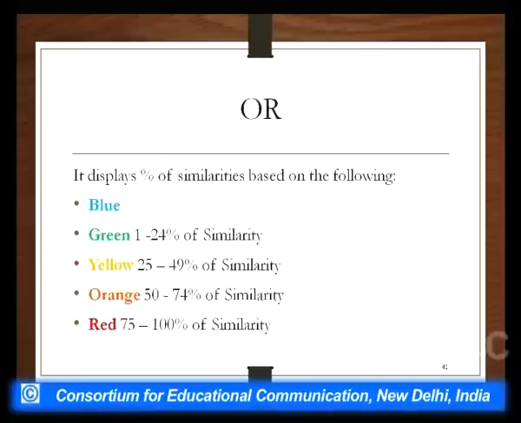Blue means nothing has been copied. Green means 1 to 24% of similarity. Yellow is 25 to 49% of similarity. Orange is 50 to 74% of similarity, and red is 75 to 100% of similarity. So as the green color shows, beyond 24% nothing is acceptable.